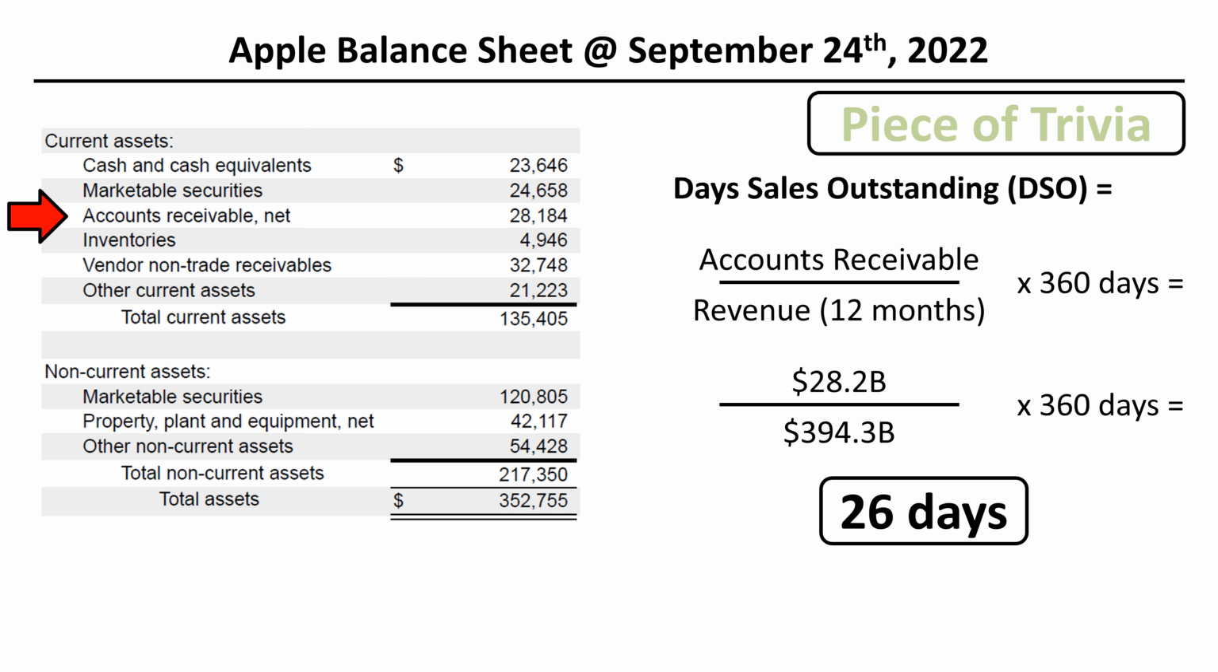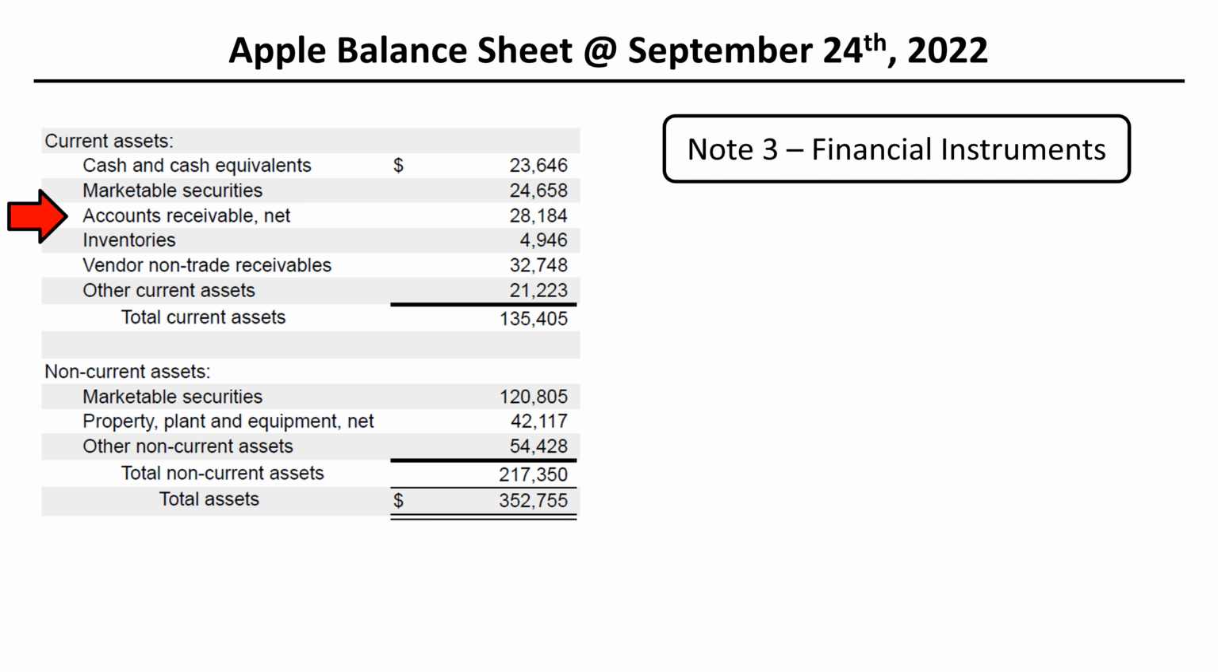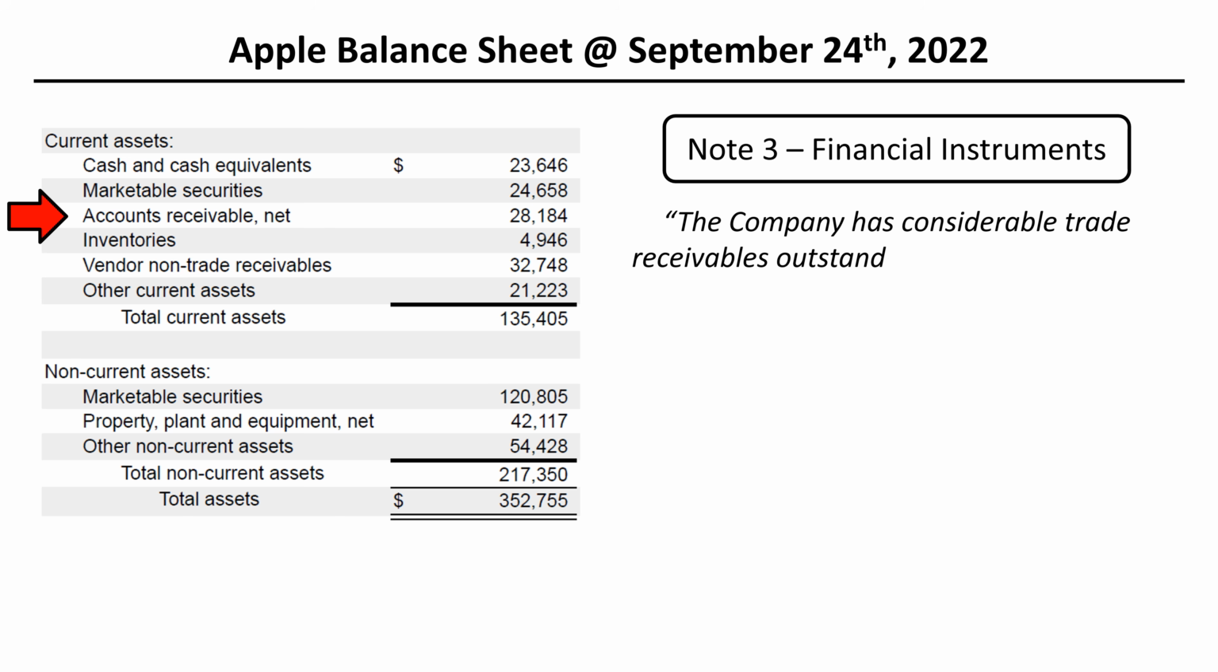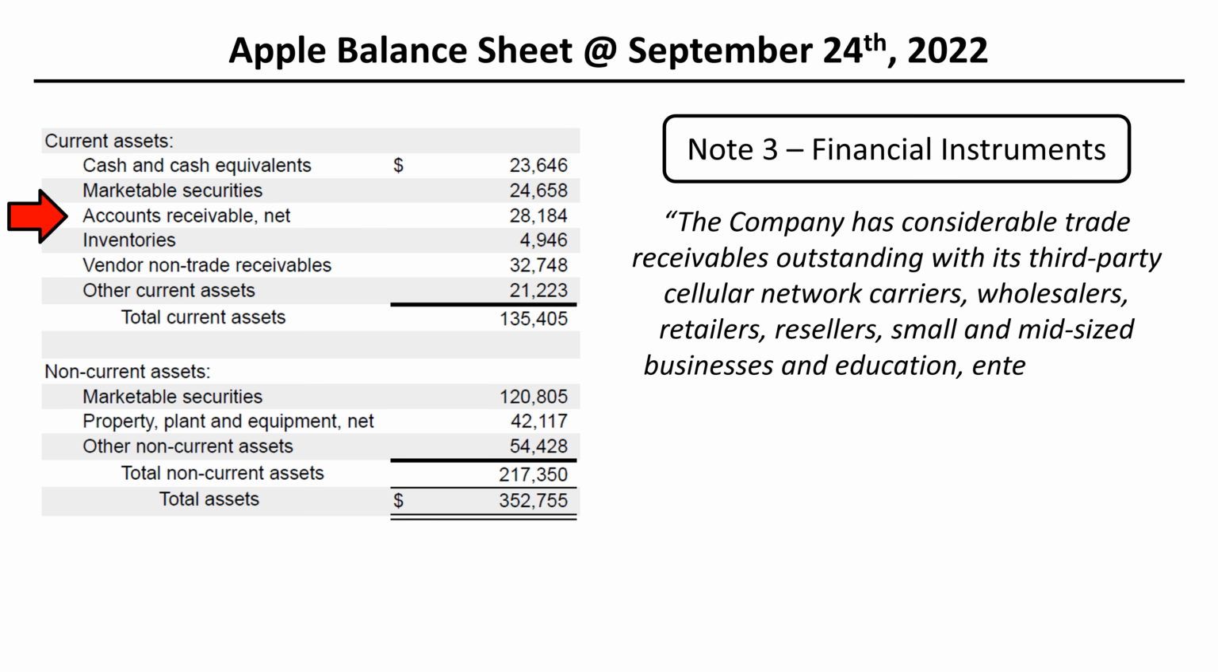So what types of customers make up the accounts receivable balance? Note 3 gives us the answer. Cellular network carriers, wholesalers, retailers, resellers, etc., etc. Cellular network carriers accounted for 44% of total trade receivables. That's almost half the total amount.